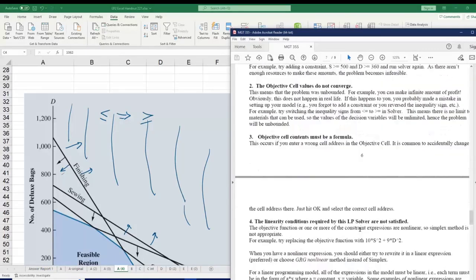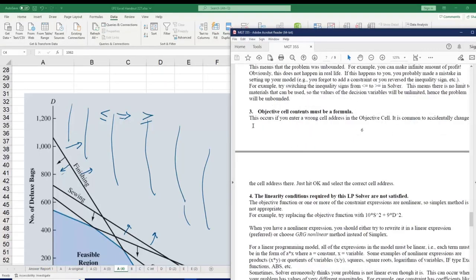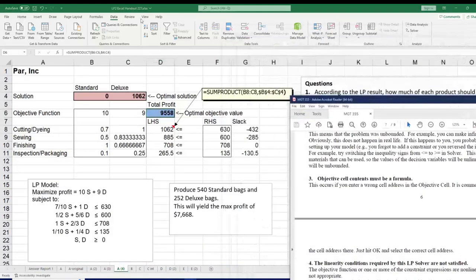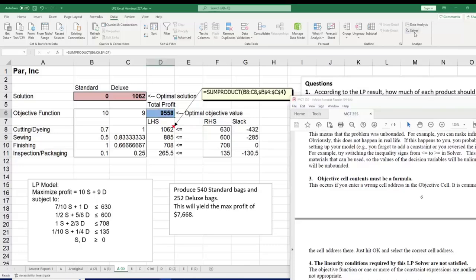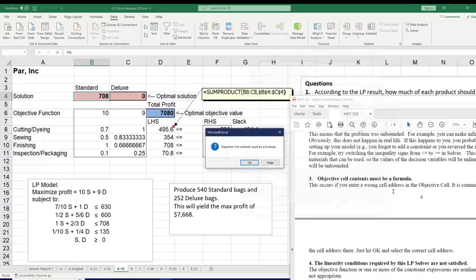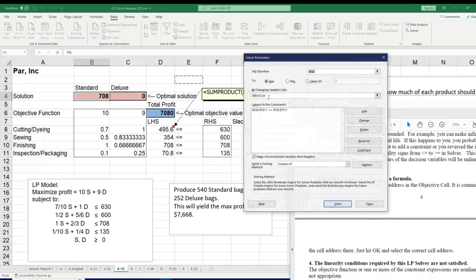And then sometimes in the objective cell, it might say the objective cell contents must be a formula. I mean, the objective cell over here is over here. So this is what you need to select. But sometimes, let's say I go over here. When I go to solver, it's selecting this part. Okay, let me just click on some empty cell. Okay, so then it says must be a formula. So here just make sure that it stays locked at your objective cell.